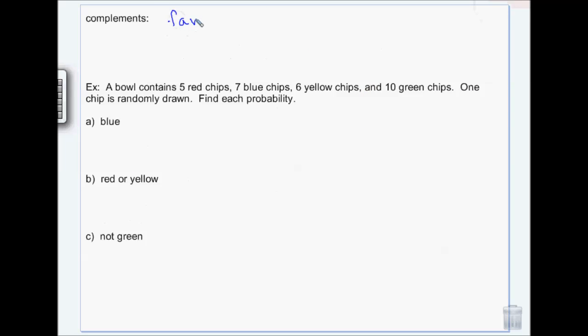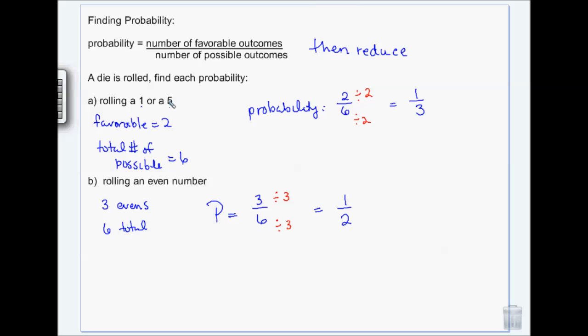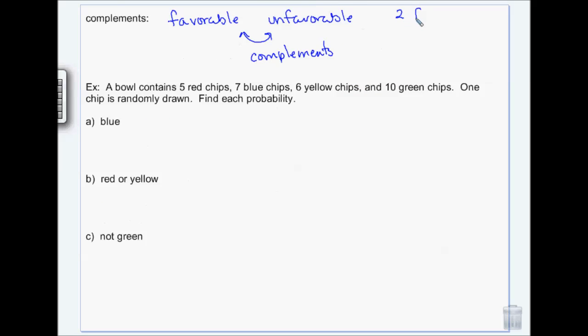If you have a favorable outcome, that also means you have unfavorable, right? They complement each other. So the complement to the favorable outcome is the number of unfavorable outcomes. So if we're looking at the die example from back here, let's do rolling a 1 or a 5. There would be 2 favorable and 4 unfavorable. So that these 2 and the 4 complement each other. And the complements will always add up to the total number of possible. So usually it's associated with the word not.